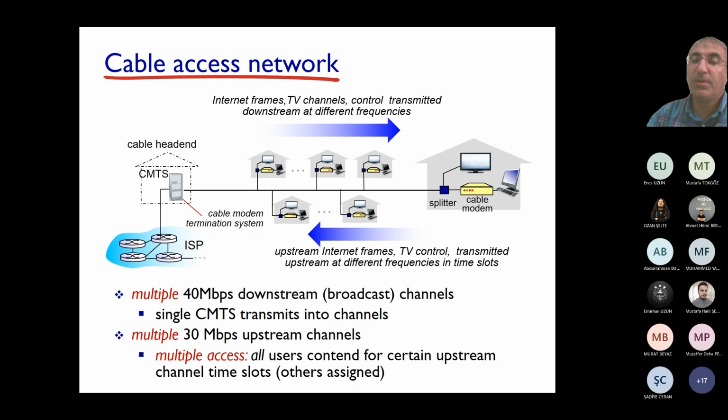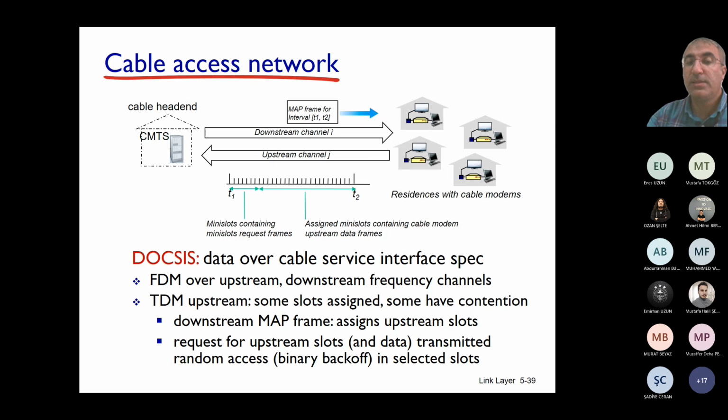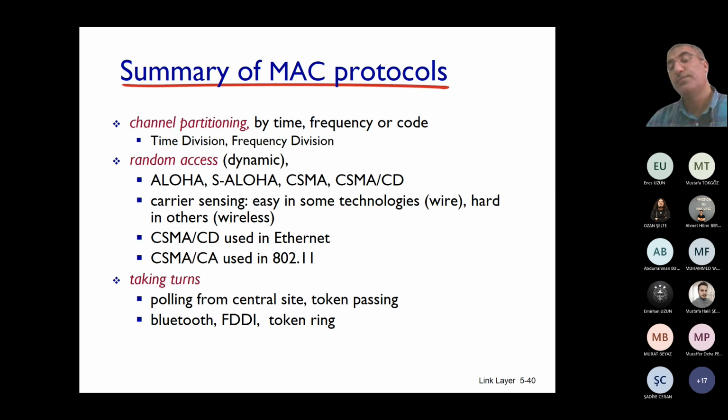There are multiple 40 megabit per second downstream channels and multiple 30 megabit per second upstream channels. In this case, what kind of multiple access do we use? All the users contend for certain upstream channel time slots. Another one is called DOCSIS, Data Over Cable Service Interface Specification. FDM is used over upstream and downstream frequency channels. TDM upstream: some slots are assigned, some have contention, and so on.